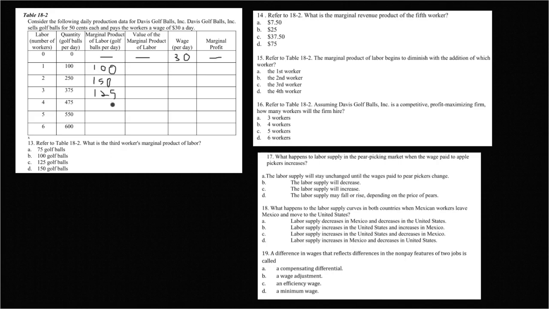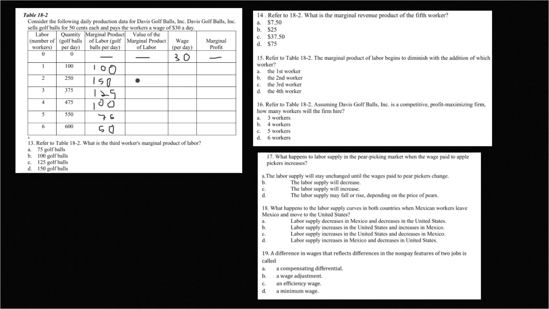Let's see. So we go from 375 to 475, so that's 100. And here we only go up 75. And then here we go up 50. So this is an output.